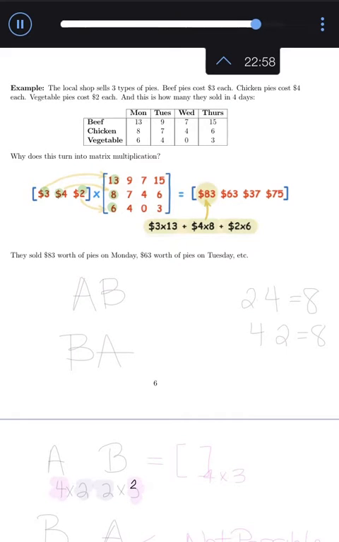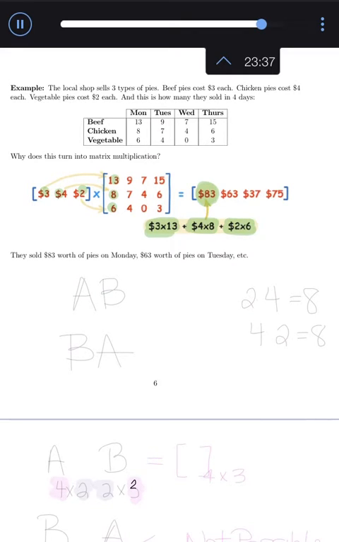Okay, so we have $3 for each of the 13 beef pies, $4 for each of the 8 chicken pies, and $2 for each of the 6 vegetable pies. And then we would add that all up, and that gets you a total of 83. Notice that's exactly what you do when you take the dot product when you're looking at matrices. And I just want you to realize this is a real life application of taking some data and working out matrix multiplication in a real life situation.